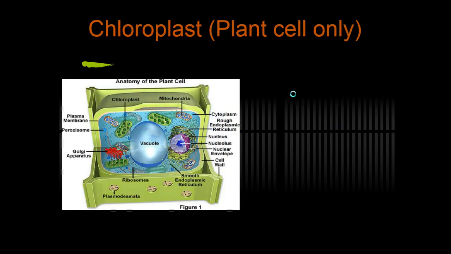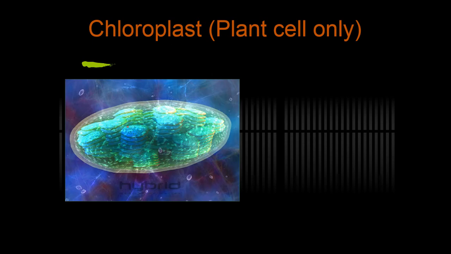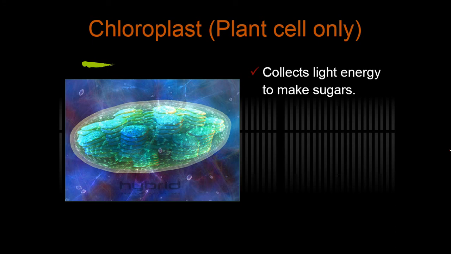Another structure that's only in a plant cell is the chloroplast. In our big view, the chloroplasts are these green circular structures here. This is another electron microscope photograph of a chloroplast. Chloroplasts collect light energy to make sugar. They make the food for the plant.